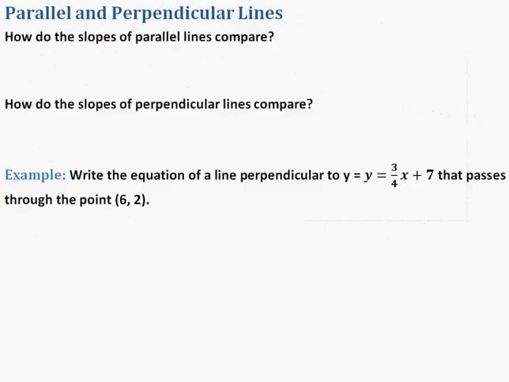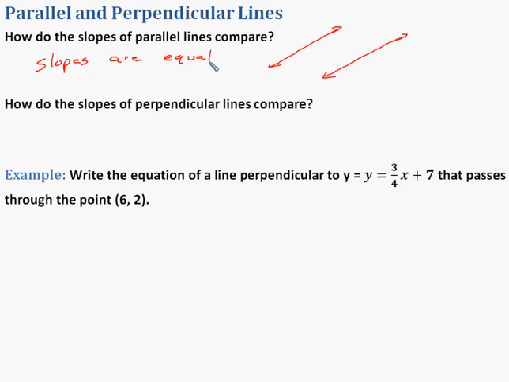The next example still deals with graphing lines, but we're writing equations of lines and comparing those lines to parallel lines and perpendicular lines. So in this first part it says, how do the slopes of parallel lines compare? Let's draw two parallel lines. And remember, slope measures steepness. So if we look at those parallel lines and think about what's true about their steepness, their steepness is the same, so their slopes are equal.